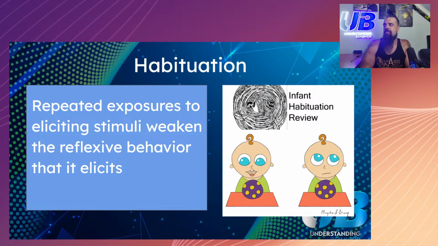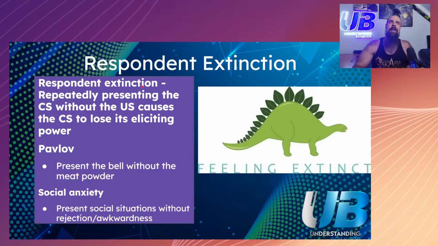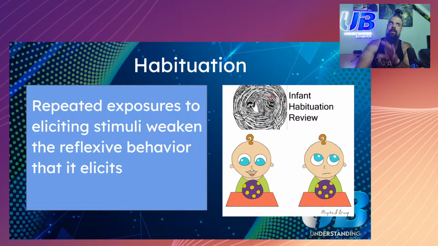If you force exposure into social situations, we could probably have a combination of effects occurring depending on how much you're being rejected. Let's say you go into a bunch of social situations and you still get rejected. There's probably more habituation occurring. Respondent extinction would be, again, if you go into those social situations and you don't get rejected as much. That's the unpairing of the things. So respondent extinction is the unpairing. Habituation is just like, yeah, I'm just kind of used to it.